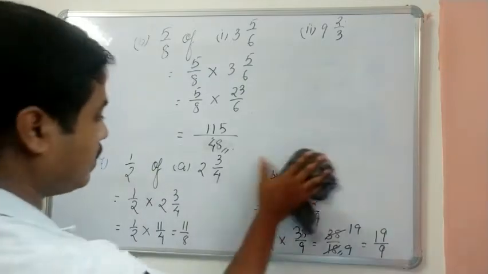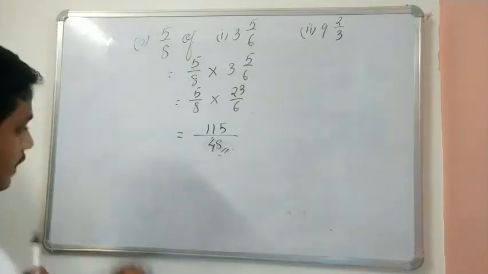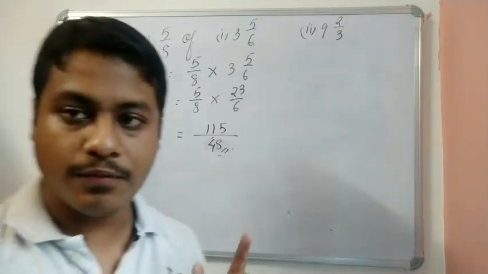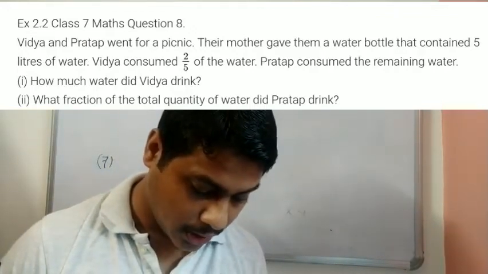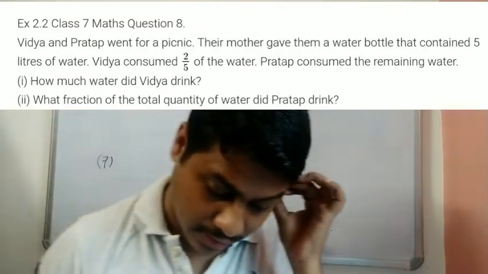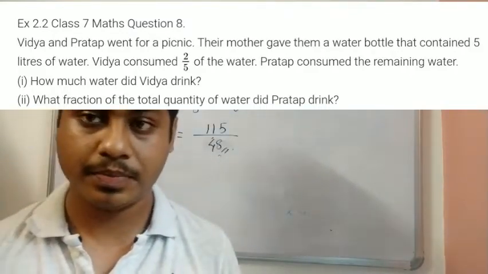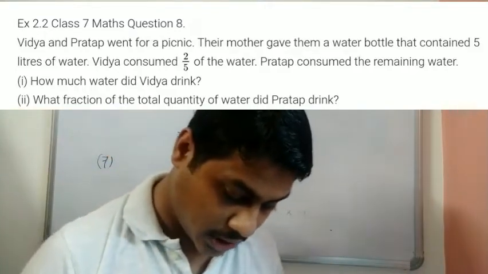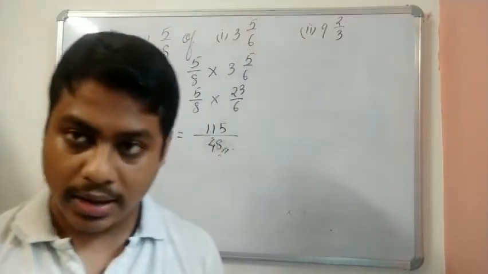Next I am going to the last question of the chapter, that is question number 7. Let us see how it is to be done. There are two persons, Vidya and Pratap. They went for a picnic. Their mother gave them a water bottle that contained 5 liters of water. Vidya consumed 2 by 5 of the water. Pratap consumed the remaining water. First question: how much water did Vidya drink? Second question: what fraction of the total quantity of water did Pratap drink? I am repeating the question.